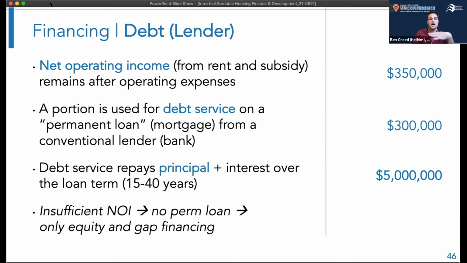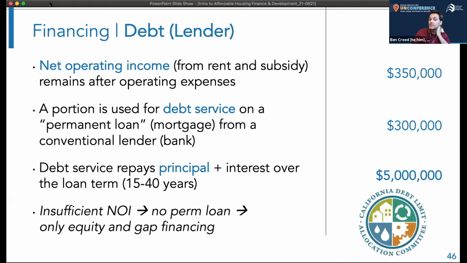And just a note here, not every affordable housing development will have enough NOI, that $350,000 figure. Not every development will be projecting enough NOI to support a perm loan at all. And so in that case, those development sources just would not include any of this debt. They would include only equity and gap financing. But let's say we can count on $5 million. And those of you in the audience who've worked on 4% projects with tax-exempt bonds, those bonds form the basis of the debt in those projects, and those bonds are administered by the California Debt Limit Allocation Committee, CDLAC.